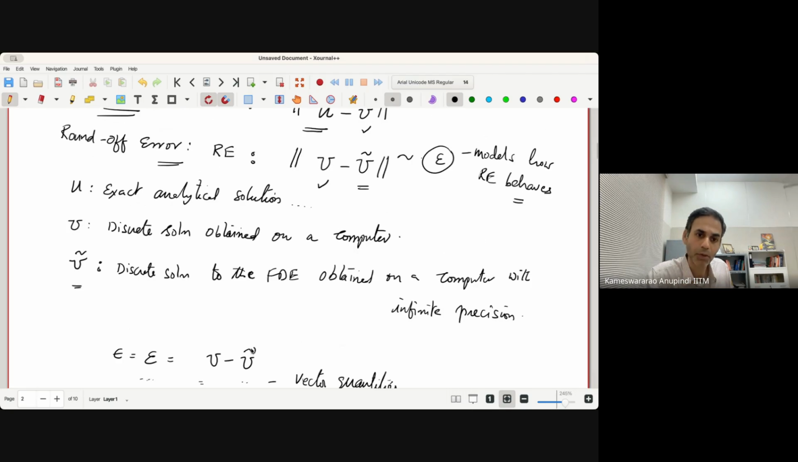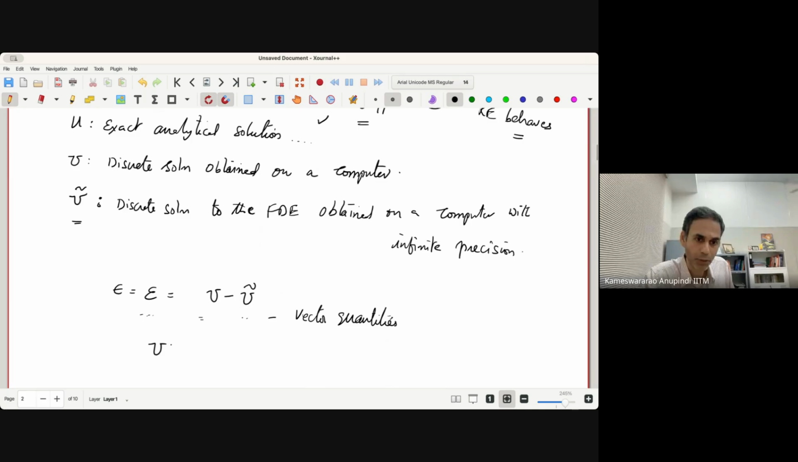So from here, I can now write capital U equals u tilde plus epsilon. This is the solution on a finite precision computer, and on the right hand side I have the infinite precision computer solution, that is u tilde, and the round off error. If I add the round off error to the infinite precision solution, I'm going to get the solution that I would obtain on a regular computer. I think that makes sense.